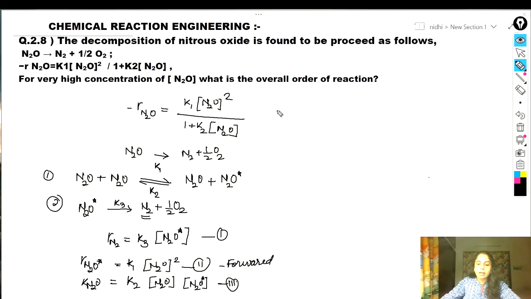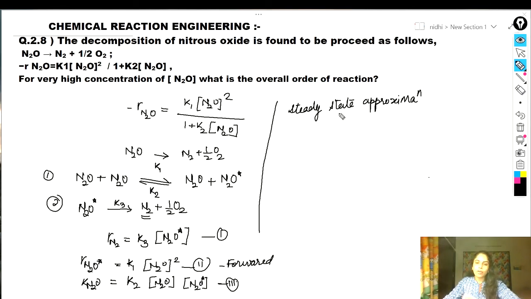So here we apply the steady state approximation for the net rate of formation of intermediate. So that will be equal to 0. So R N2O intermediate, the change in concentration of intermediate with respect to dt, will be equal to 0. Fine. So let's substitute the values.